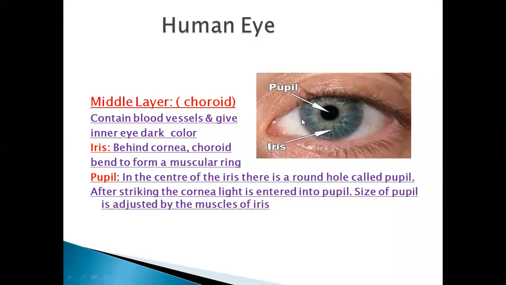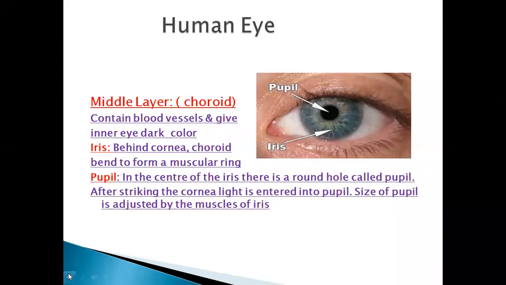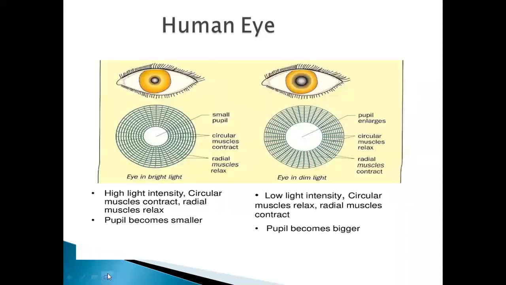After striking the cornea, light, first of all, the first was the sclera, next the cornea lets light in and forwards it towards the iris, and the iris sends it towards the pupil. The size of the pupil is controlled by the outer iris muscles. Okay, pupil. You can see that the light is moving from the cornea towards the pupil. Now we are going to see the function of the pupil, how it is helping light get inside of the eye.